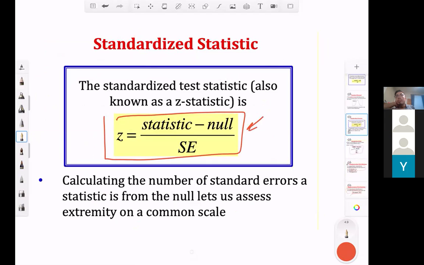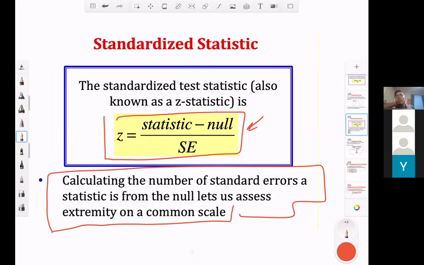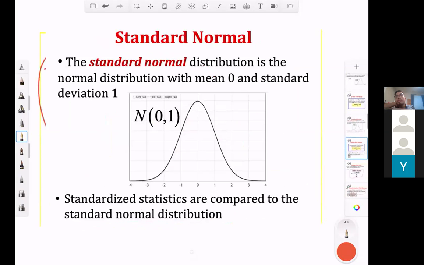Calculating the number of standard errors a statistic is from the null lets us assess extremeness on a common scale. So this is the formula. Let's move on to the next slide.